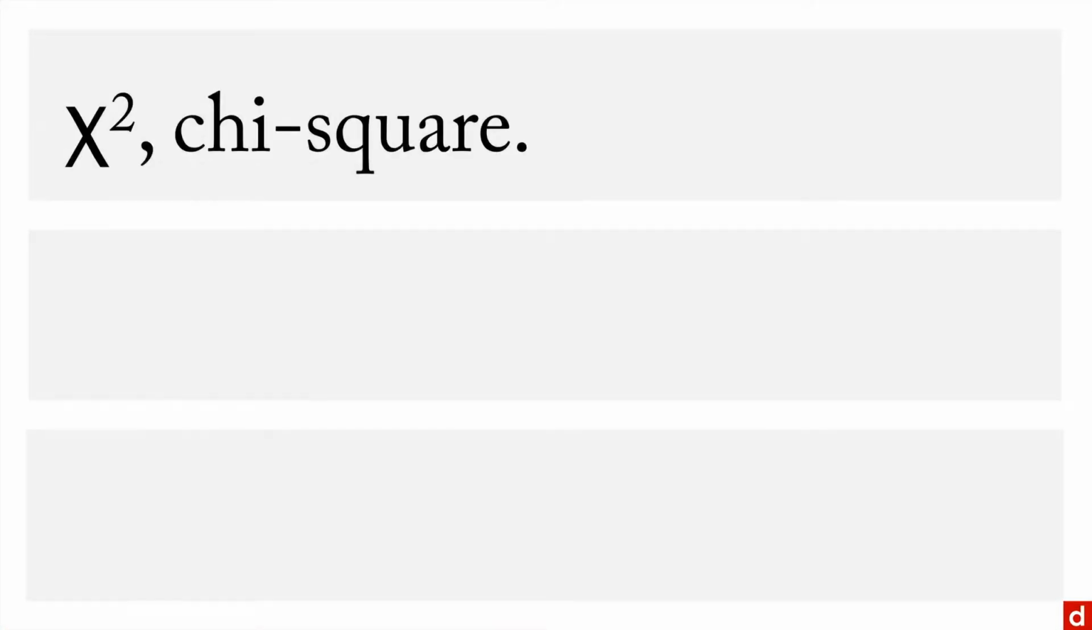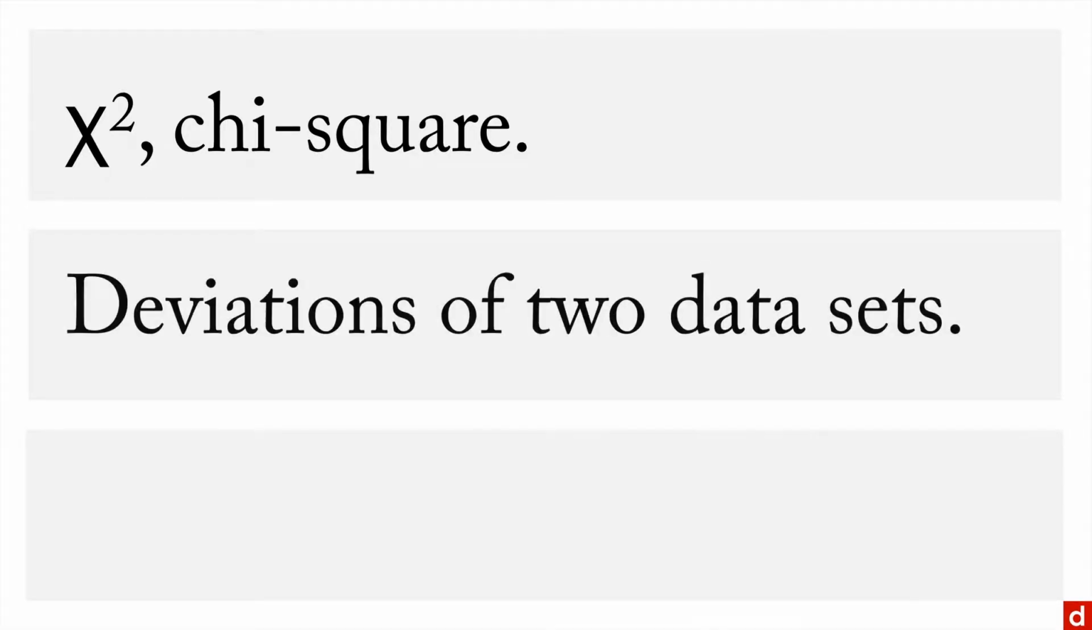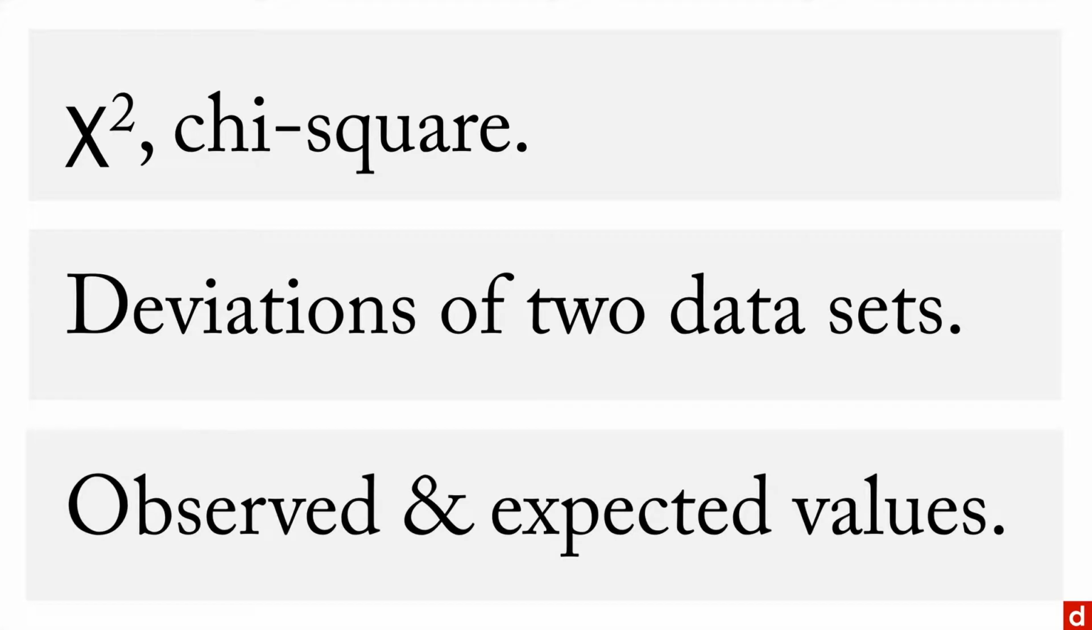And then there's chi-squared again. It's actually a lowercase Greek c, looks like an X. And chi-square is used for examining the deviations between two data sets, specifically between the observed data set and the expected values, or a model you create of, we expect this many frequencies in each category.